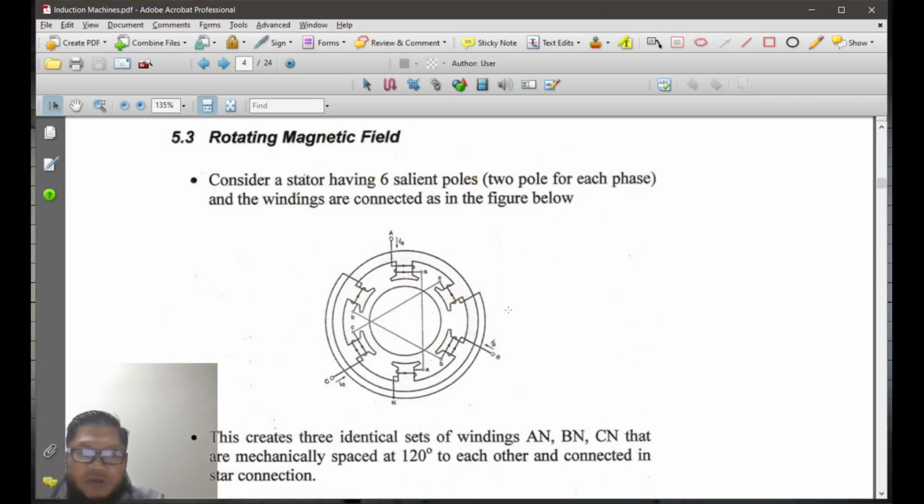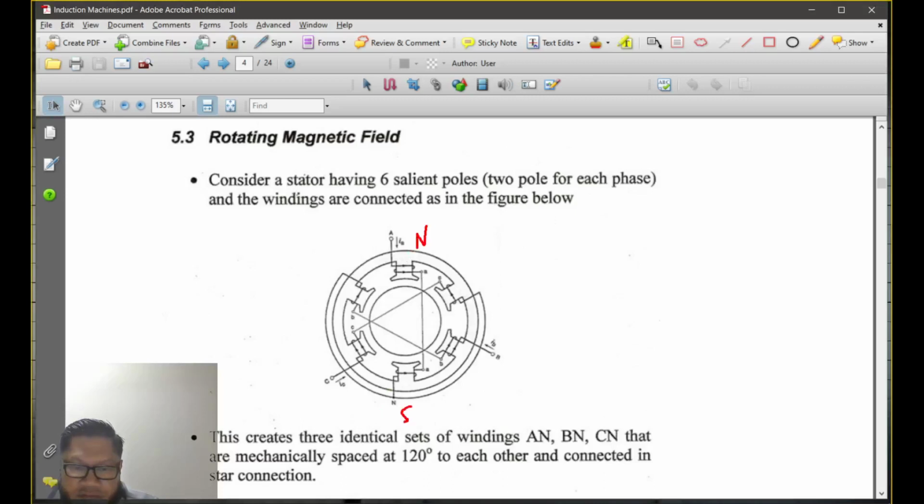So you have 6 poles, and this produces the north and this is the south of phase A, and this is phase B and phase C. They are physically 120 degrees apart from each other. When current flows into the ferromagnetic material here, it produces a magnetic field, and the direction of the magnetic field produced in your stator here will follow the right hand rule.